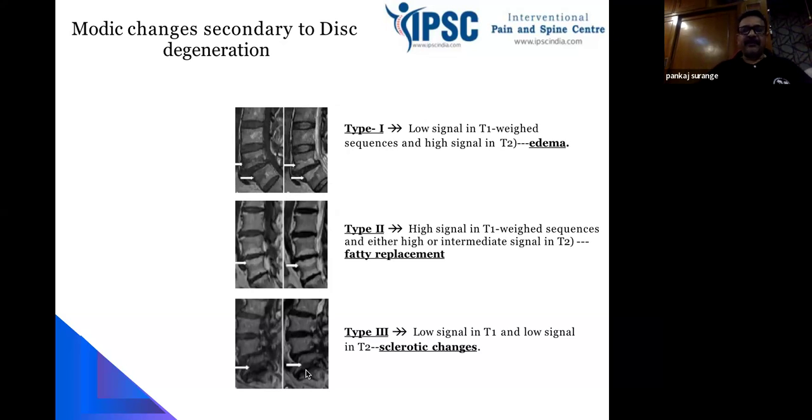But what is happening in this area will cause secondary changes to the facet joint, to the muscles and surrounding areas. So those become painful. So you have to target those other structures. Clear? Understood? What is the importance of understanding this?